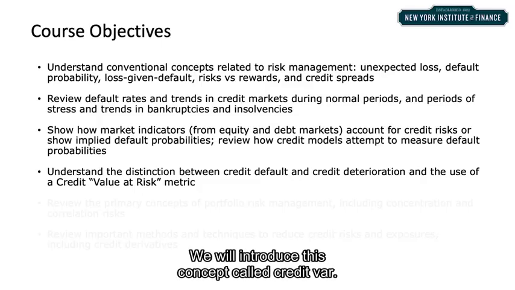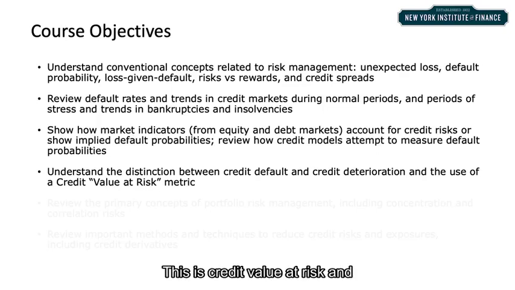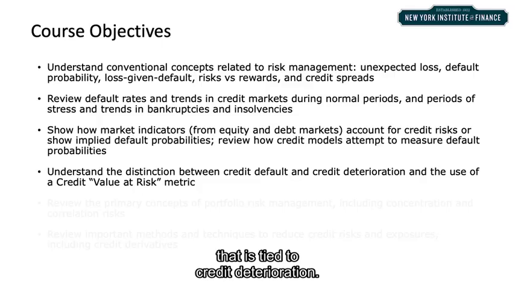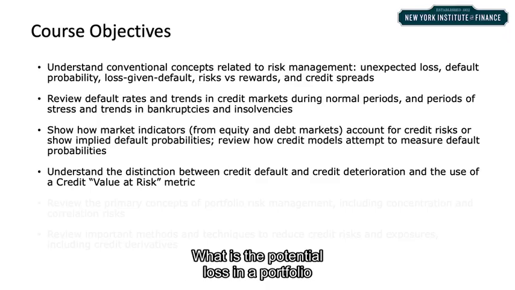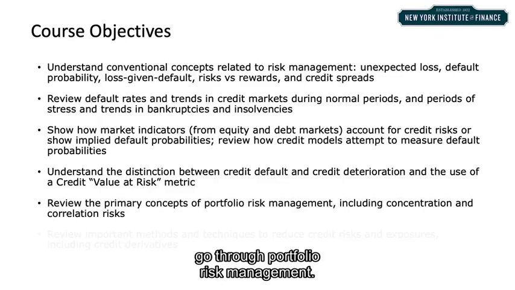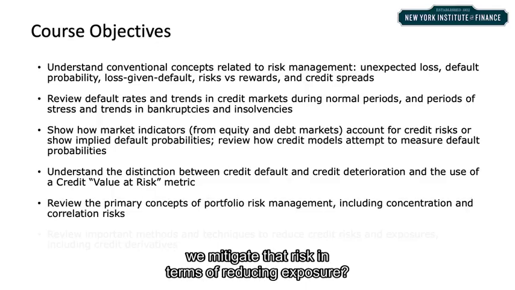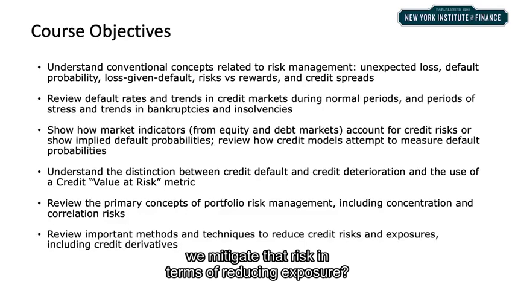We will introduce this concept called credit VAR. This is credit value at risk, and that is tied to credit deterioration. It is one metric of trying to measure how much we can lose, what the potential loss in a portfolio is, as it relates not to default, but to deterioration. And then, as we had mentioned, we're going to go through portfolio risk management. How do we detect the risk? And how do we measure and mitigate that risk in terms of reducing our exposure?